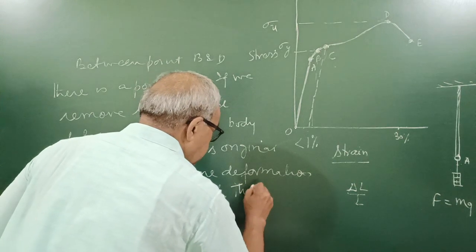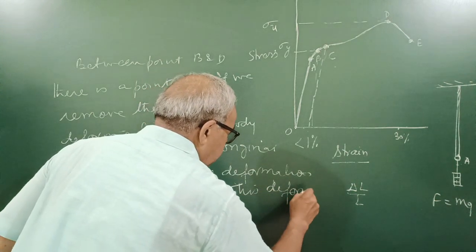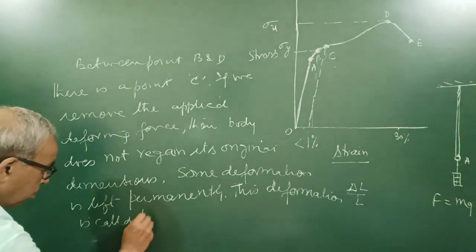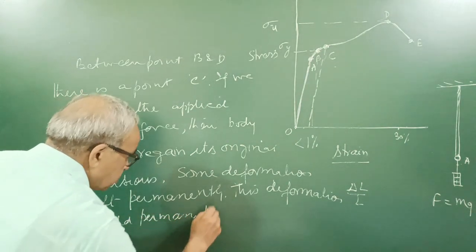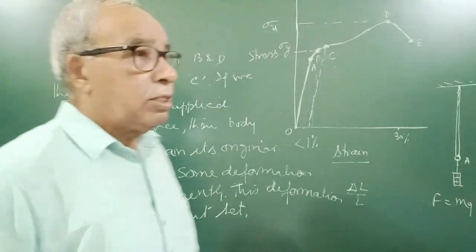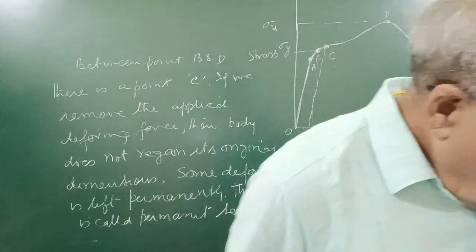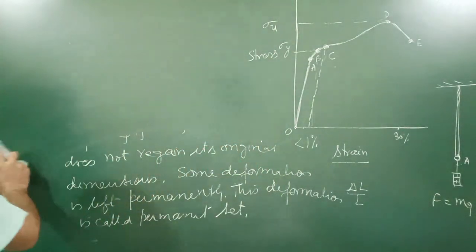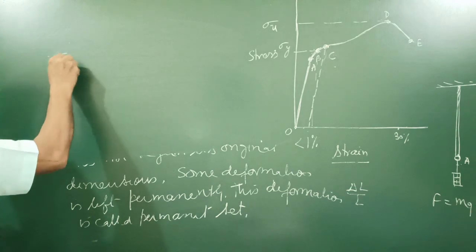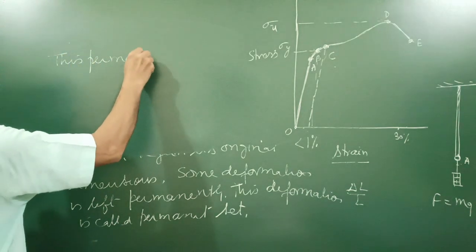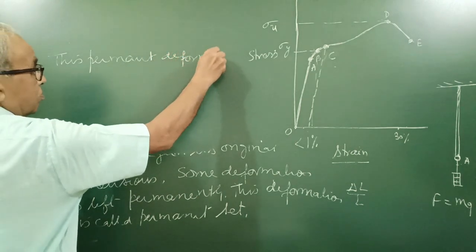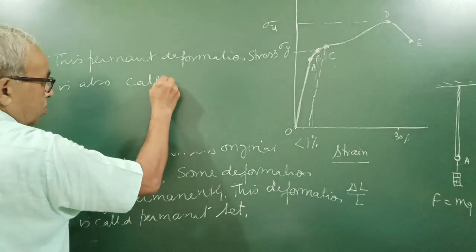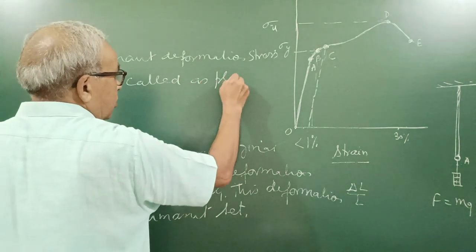This deformation is called permanent set, and this permanent deformation is also called plastic deformation.